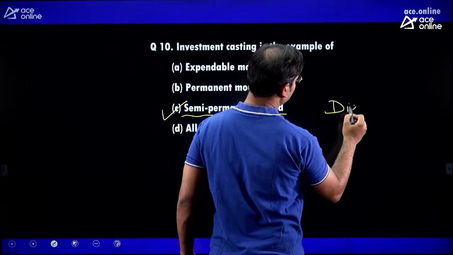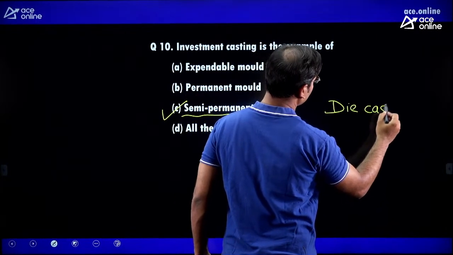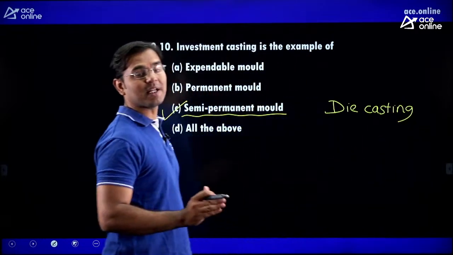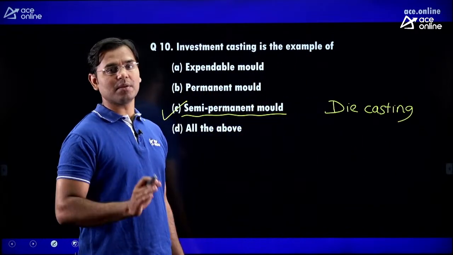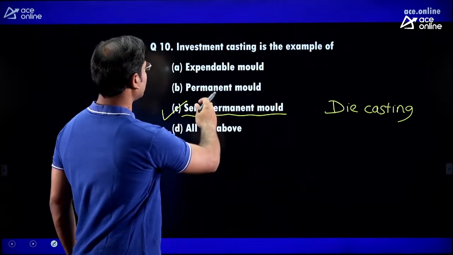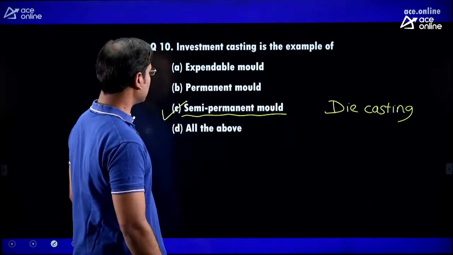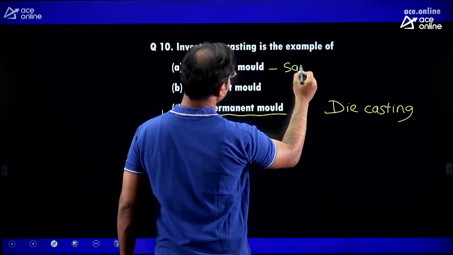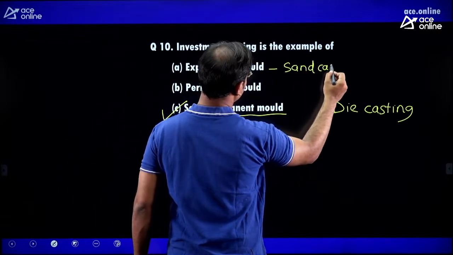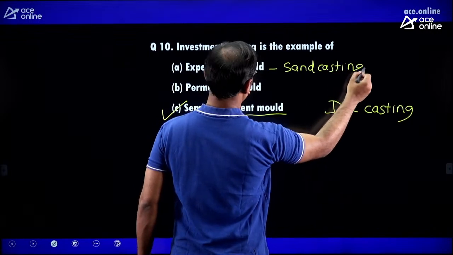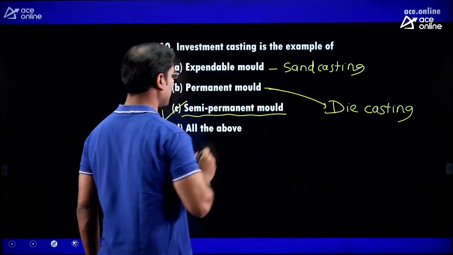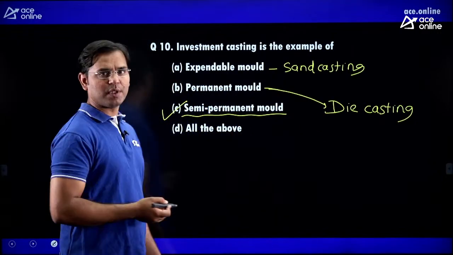Die casting is permanent mold, because in die casting we are using a metal mold, and that metal mold is permanent. So the permanent mold is the example of die casting. Expendable mold is the example of sand casting. And the permanent mold is the die casting. And semi-permanent mold is the investment casting.